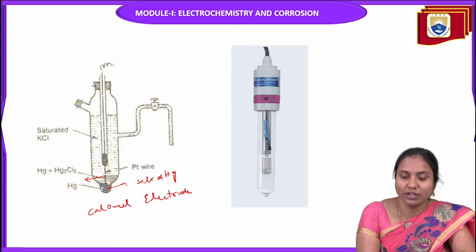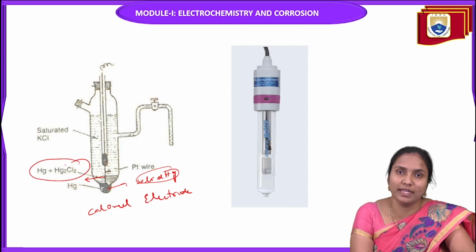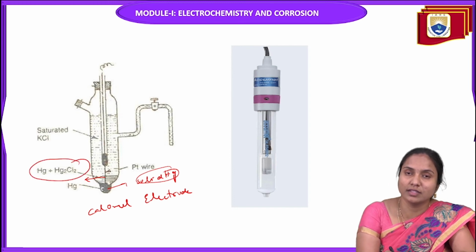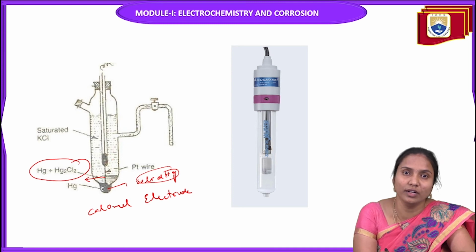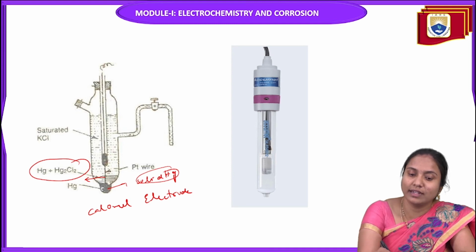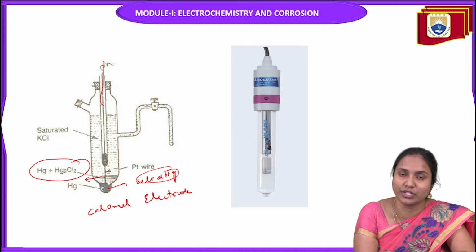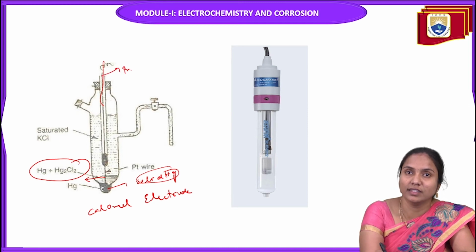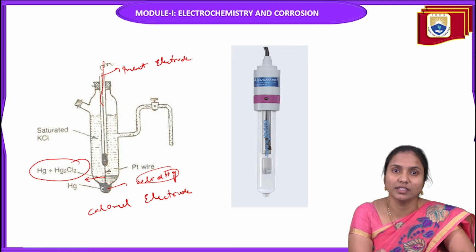So it consists of solid mercury. It is covered with mercurous chloride paste. And KCl solution is placed over this mercurous chloride paste. And a platinum wire is dipped in this KCl solution. It acts as an inert electrode.